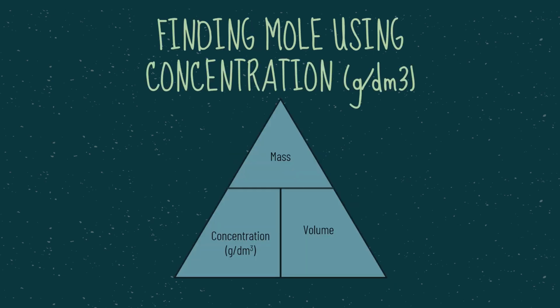The first one: we're going to find mole using concentration when we're given in grams per dm cube. From this formula triangle, we can see that concentration times volume gives us mass. With the mass, we'll then be able to find the mole, and we have learned how to find the mole using mass in part 1. If you have no idea how to do that, I highly recommend you go check part 1 first. So let's look at an example.